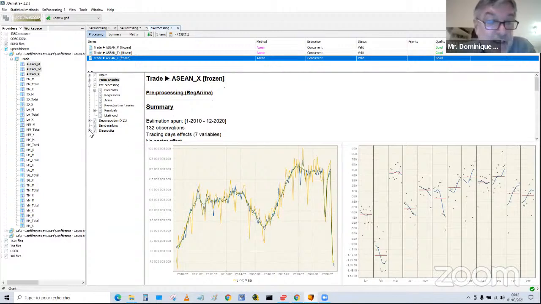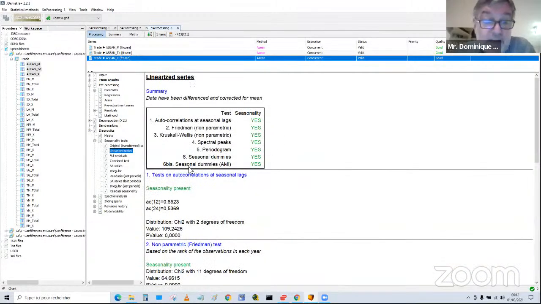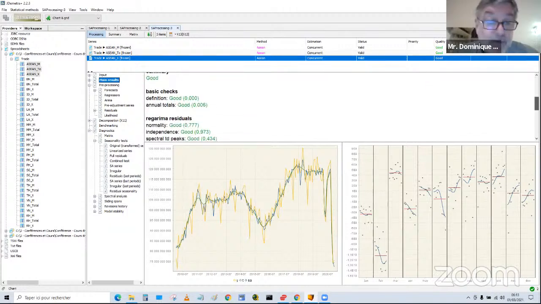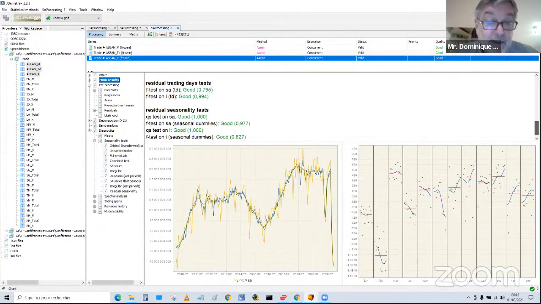I can check it with a diagnostic, seasonality test, linearized series. No problem, this series is seasonal. So it was the first thing, okay? The second thing is, okay, I did an adjustment. It looks pretty correct at the moment. I have no problem with the trend, apparently no problem. So I can check if I do have a residual seasonality. So I go in this part and I can see that I have no residual trading day effect and I have no residual seasonality effect. So for me, from this point, it's okay.